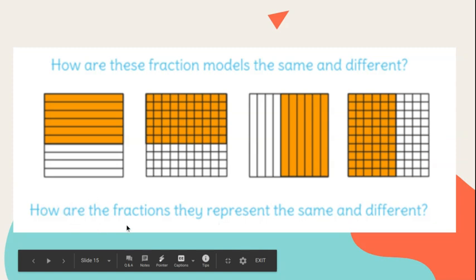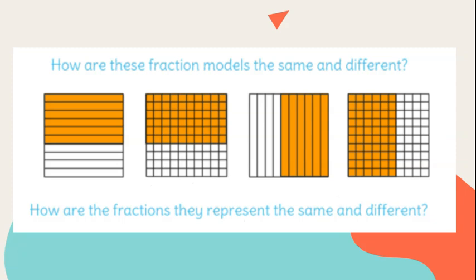Okay. How are the fractions they represent the same and different? So 6 tenths, both of these, 60 hundredths. So I want you to think about that for a second. What's the difference between 6 and 60? And what's the difference between 10 and 100, right?